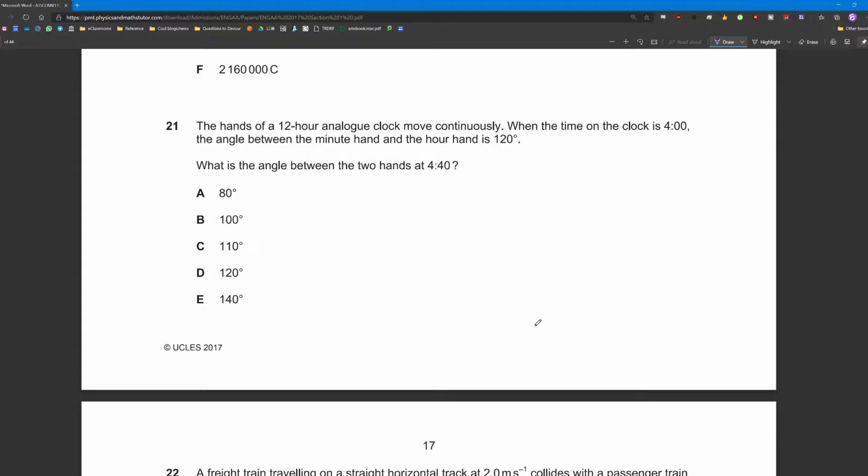The hands of a 12-hour analog clock move continuously. When the time on the clock is 4, the angle between the minute hand and the hour hand is 120. What is the angle between the two hands at 4:40?